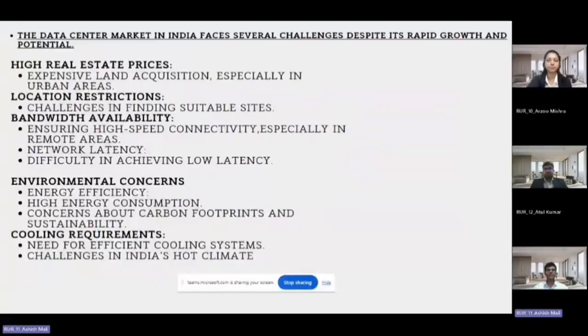The data center market in India faces several challenges despite its rapid growth and potential. High real estate prices, which means expensive land acquisition, especially in urban areas; location restrictions, making it challenging to find suitable sites; bandwidth availability, ensuring high-speed connectivity, especially in remote areas; network latency, difficulty in achieving low latency. Environmental concerns: there are many, consisting of energy efficiency, high energy consumption, concerns about carbon footprint and sustainability, and also cooling requirements, which need an efficient cooling system. The challenge in India is mostly the hot climate.